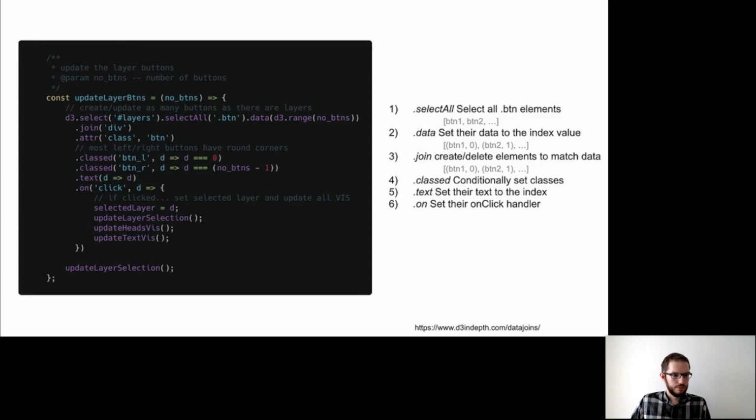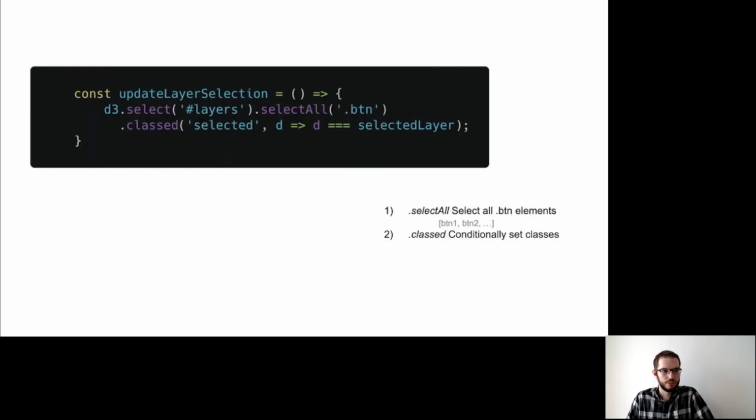In this case, we want to have left and right buttons. Then we set .text, which sets the text of each layer button to the index. And then we have the .on, which will just register the on-click handler again. And if you want to learn more, there's a link on the bottom of the slide that goes into depth on data joins.